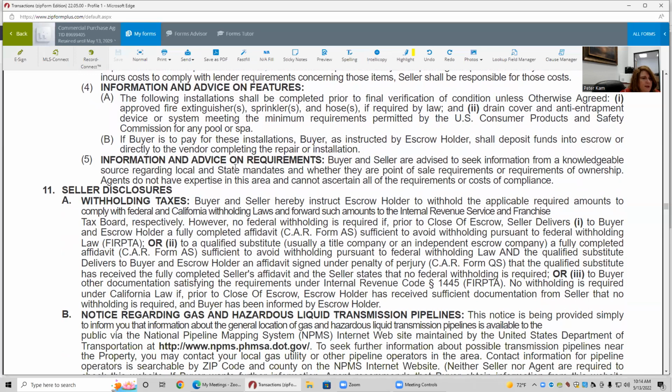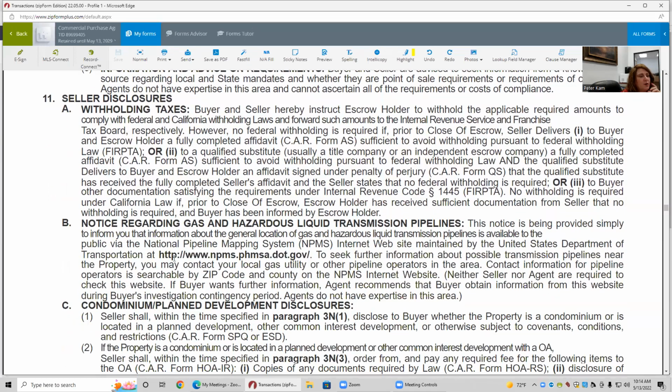So information and advice on requirements, it's telling the buyer and seller advised to seek information from a knowledgeable source regarding local and state mandates, whether they are point of sale requirements or requirements of ownership. We as agents do not have expertise in this area, and we cannot ascertain all of the requirements or cost of compliance. Okay. So down here, here's a notification via link again. As we've discussed several times in our other contract training, please don't research this for the buyer. Let them go ahead and look at the link. We cannot guarantee that the government or whoever has provided the link has it up to date daily. So please let your buyers research those links.